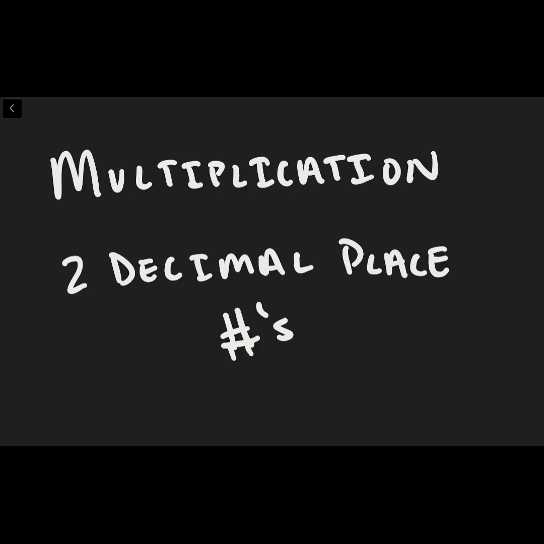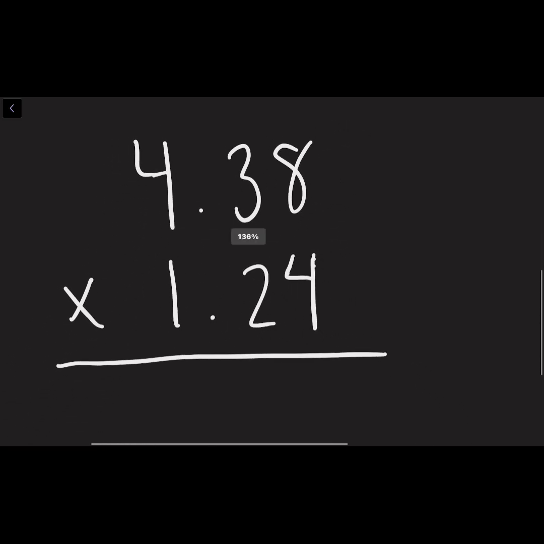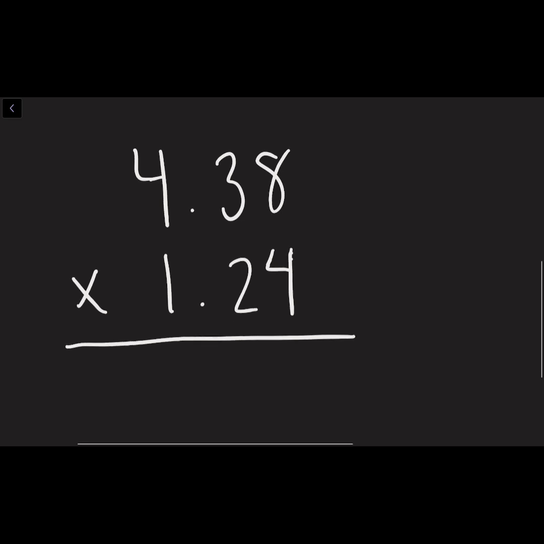Hey, multiplication, two decimal place numbers. Let's go ahead and get to it. What's our example of the day? We got the big numbers, man. We got 4.38 times 1.24.